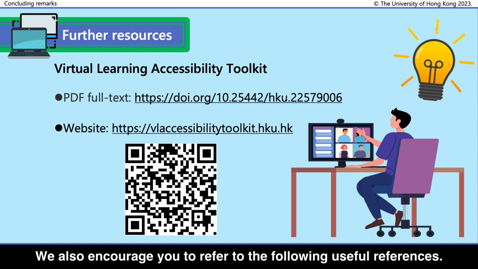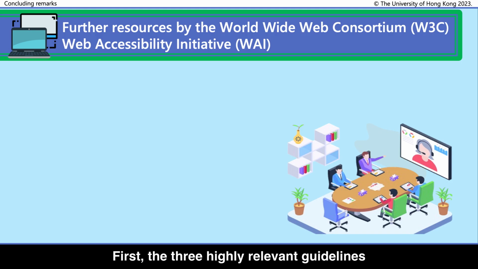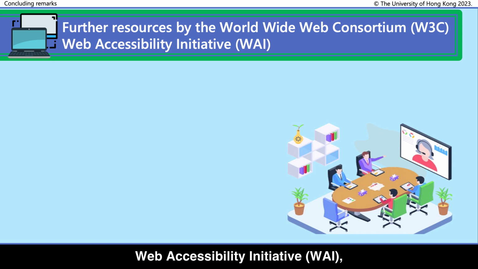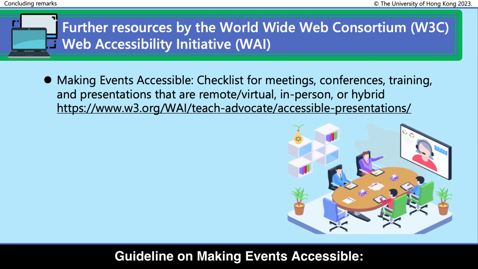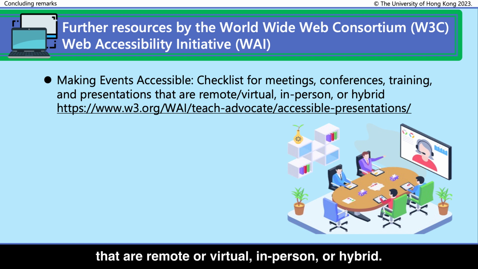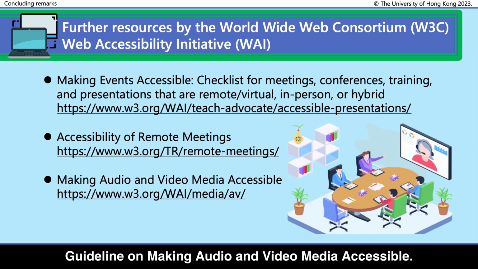We also encourage you to refer to the following useful references. First, the 3 highly relevant guidelines published by the World Wide Web Consortium, W3C, Web Accessibility Initiative, WAI, Guideline on Making Events Accessible. Checklist for meetings, conferences, training, and presentations that are remote or virtual, in person, or hybrid. Guideline on the accessibility of remote meetings. Guideline on making audio and video media accessible.